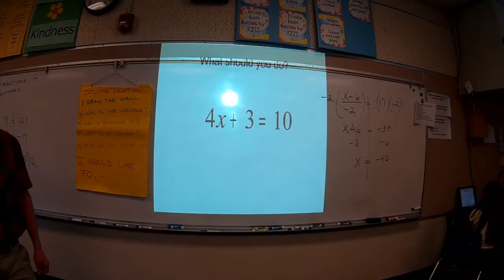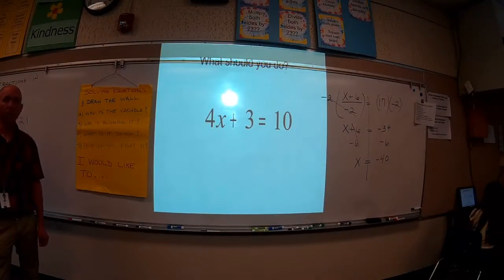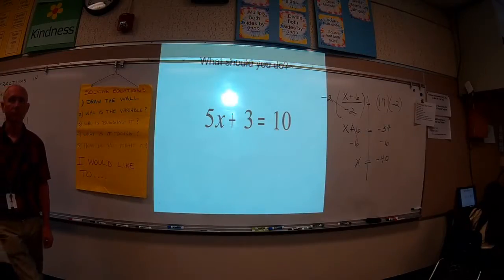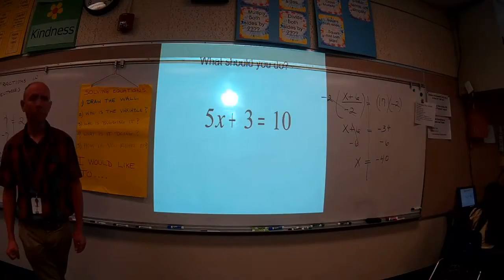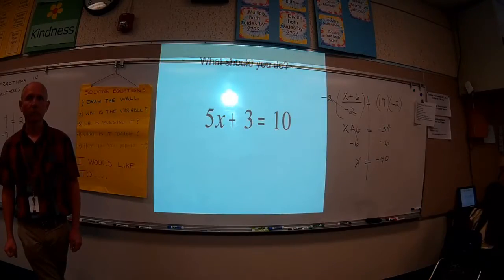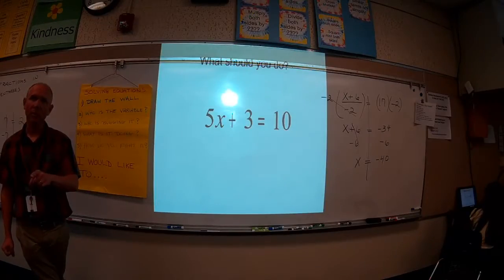All right. Aiden, what would you like to do? I would like to subtract 3 from both sides. From both sides. Micah, what would you do after that? I would like to divide both sides by... Good. Next slide. All right. Taryn, what would you like to do? I would like to subtract 3 from both sides. Good. Gavin, what will you do after that? I would like to divide 5 from both sides. Fix the grammar. I would like to divide both sides by 5.